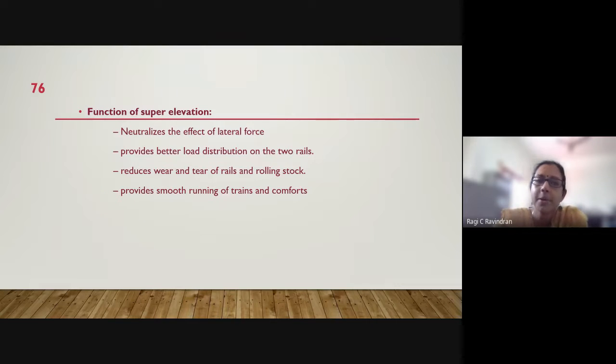So now, what is the purpose of providing super elevation? When you are providing a super elevation on your horizontal curve, it is actually neutralizing the effect of all the lateral forces acting on your vehicle. Okay, and it provides better load distribution on both rails, both inner and outer rails. And it reduces wear and tear of rails as well as your rolling stock. Finally, it provides very smooth running of trains and provides comfort to the passengers. So these are the basic functions or necessity of providing super elevation.